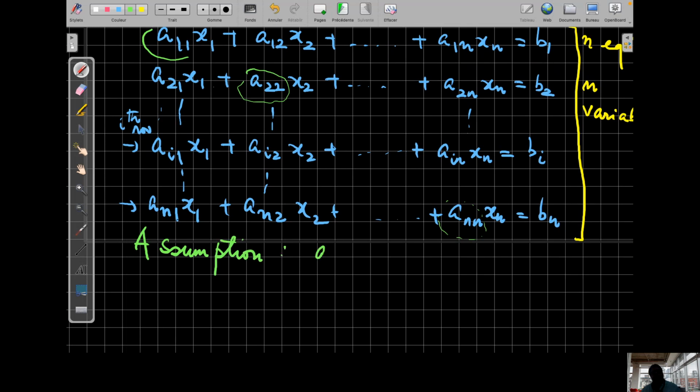The assumption here is that A11 is not equal to 0. Okay, so this is the assumption before we go on and solve this problem.